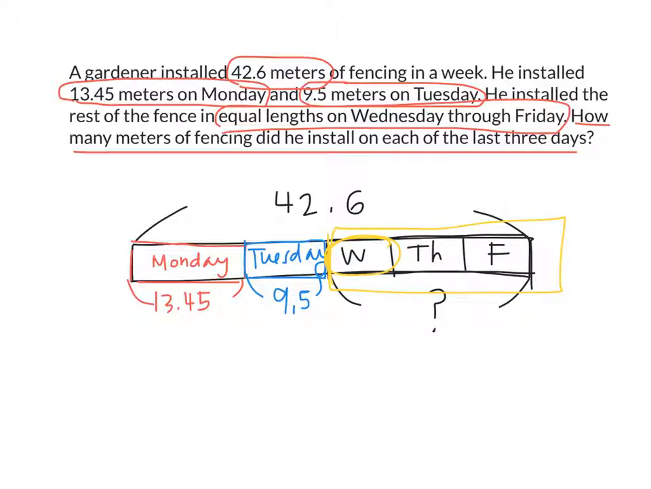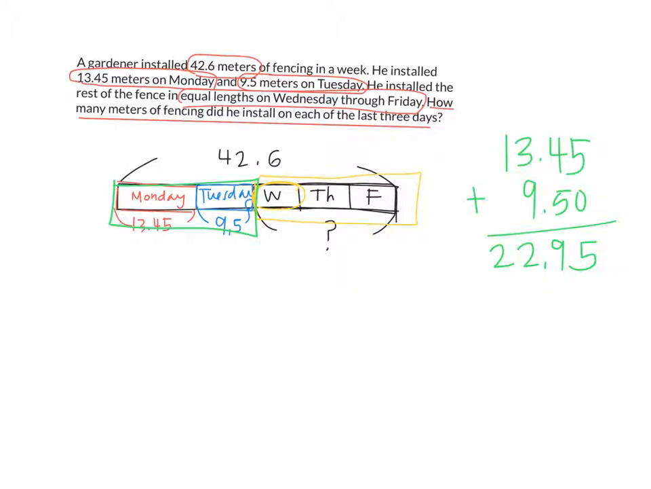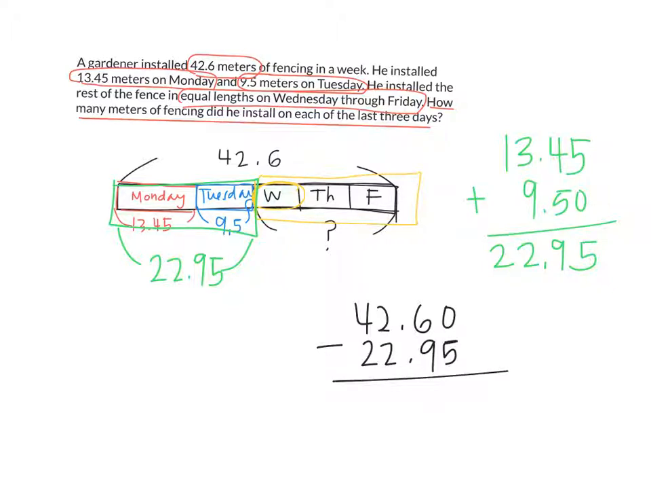Do you agree? Yeah. Go ahead and do that. When we add up Monday and Tuesday's amount, we can find out all together how much did he install on Monday and Tuesday. 22.95. So if we want to find out how much was shared by Wednesday, Thursday, and Friday, we have to take the total, 42.6, and take away Monday and Tuesday's amount, which is 22.95. Okay. We'll have to do some regrouping to subtract, won't we? Okay, go ahead and do that.